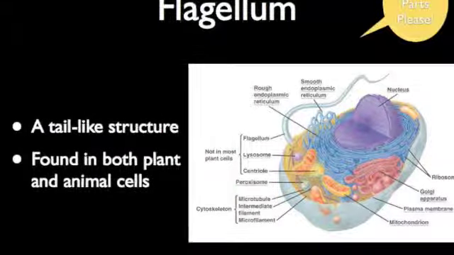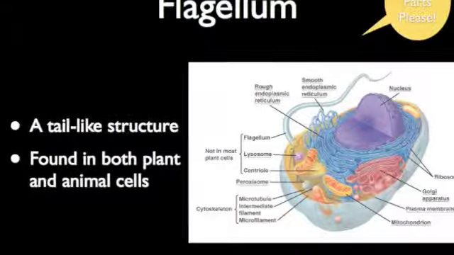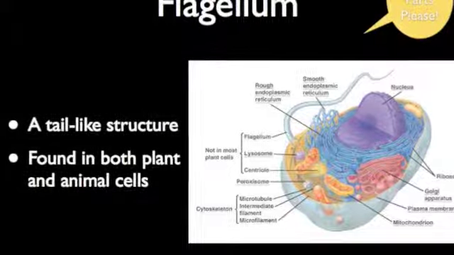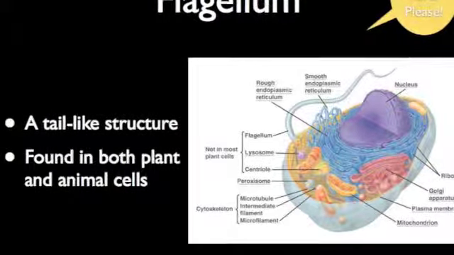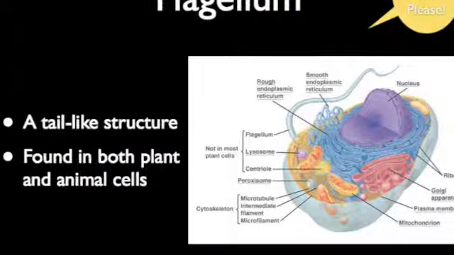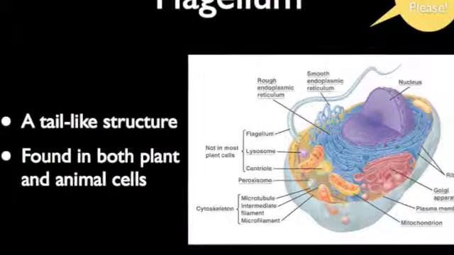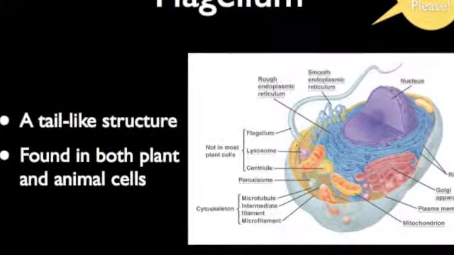The flagellum is a tail-like structure composed of microtubules that is used by cells for movement. Plant and animal flagella move back and forth in order to propel the cell forward. Bacterial flagella, on the other hand, move in a corkscrew motion.